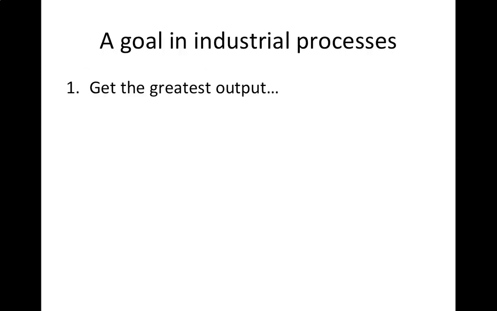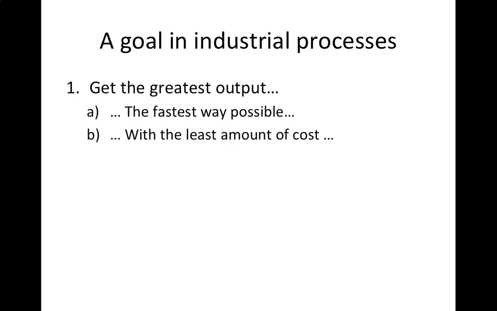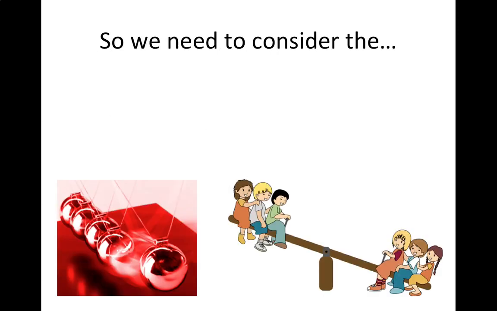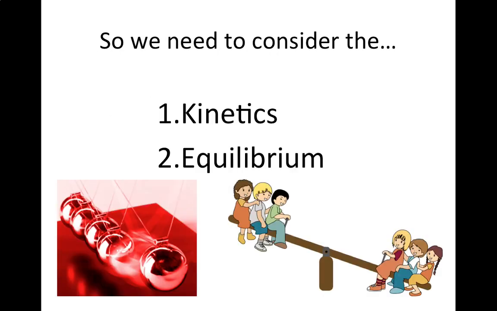So we want the greatest output, the fastest way possible, with the least amount of cost and the least amount of energy input, because not only does that energy input cost environmentally, but it also is a monetary cost. We also want to cause the least amount of waste possible. If we're increasing our waste, then that's more cost for us because we have to find a way to dispose of the waste products. So we need to consider kinetics and equilibrium in dealing with these different processes.